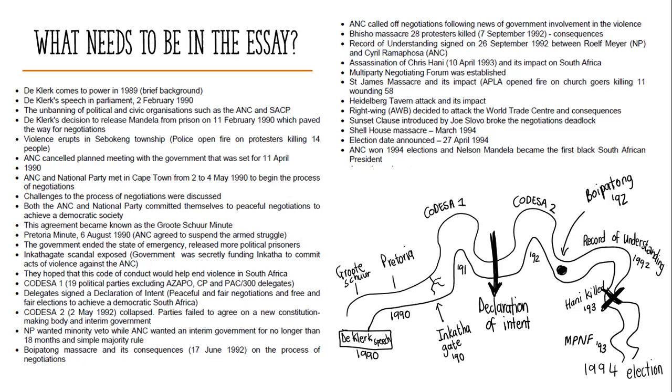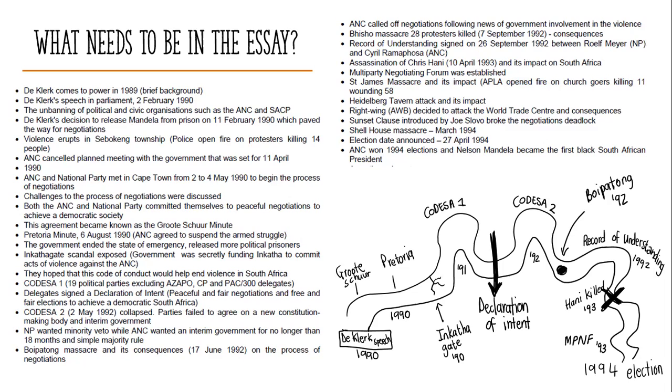So the ANC called off negotiations following news of the government being involved in the violence. And then you had the Bisho massacre, where 28 protesters were killed once again by the state. The Record of Understanding was signed on the 26th. So basically, CODESA 1 and CODESA 2 were failures, and it seems like the negotiations have reached a stalemate. So it's not moving. So then you've got Roelf Meyer from the National Party and Cyril Ramaphosa from the ANC.